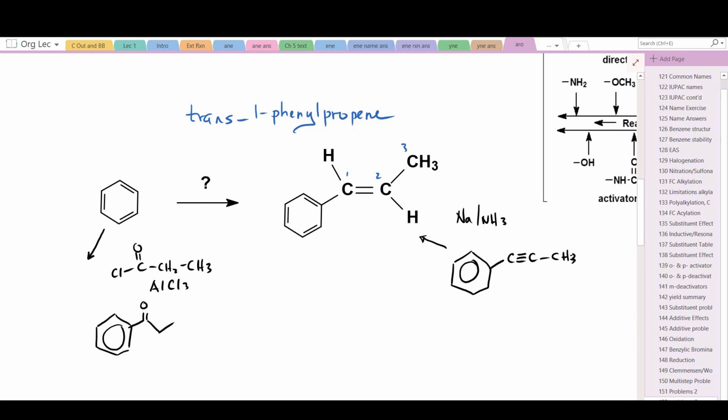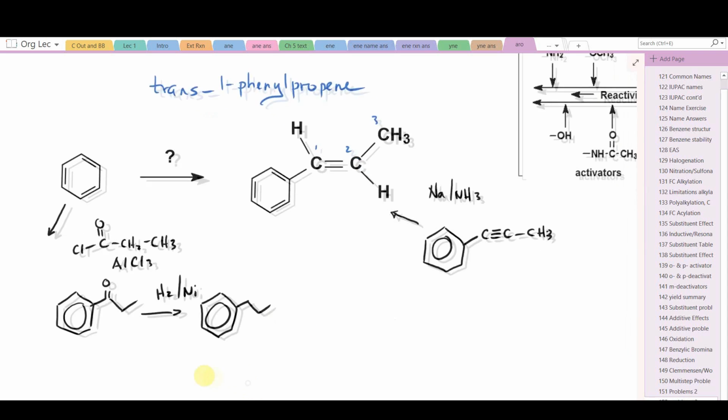All right, and then we're going to have to reduce this. We can reduce it with hydrogen on nickel, palladium, platinum. How do we go from this propyl group to this 3-carbon alkyne? We need some functionality in here.